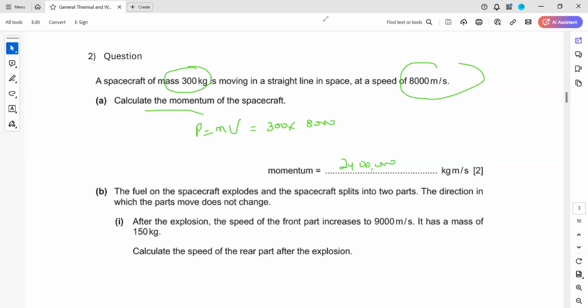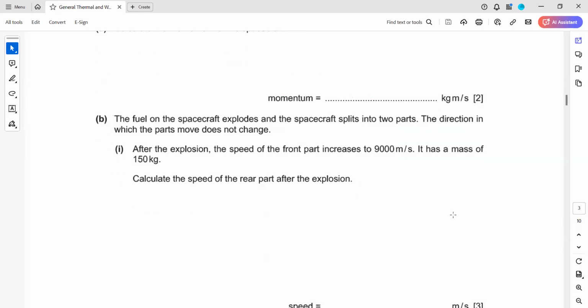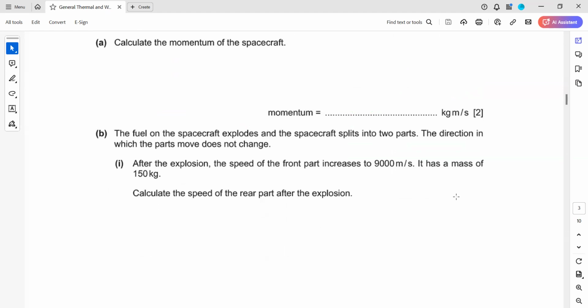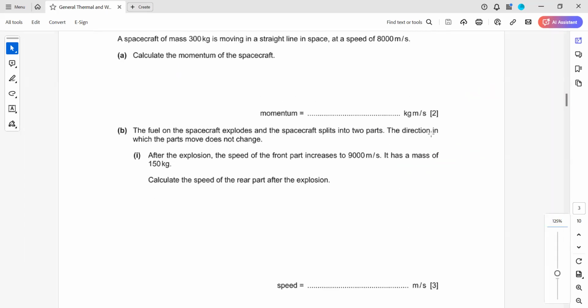Next, the fuel on the spacecraft explodes and the spacecraft splits into two parts. The direction in which the parts move does not change. After the explosion, the speed of the front part increases to 900 meter per second, and it has a mass of 150 kg. Calculate the speed of the rear part. Look, whenever an explosion happens, we always use conservation of momentum: the total momentum before should equal the total momentum after.